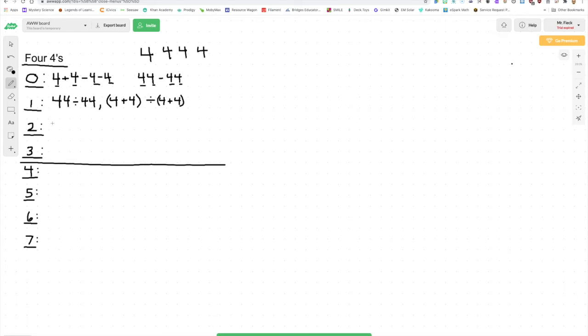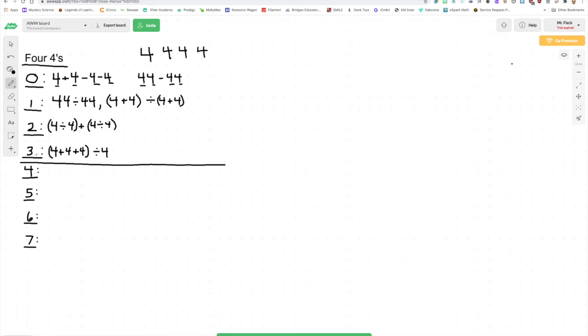Number 2, I came up with 4 divided by 4. So 4 divided by 4 is 1 plus, and I can put that in parentheses, plus 4 divided by 4. So 1 plus 1 equals 2, using only 4 fours. And 3, I came up with 4 plus 4, which is 8, plus 4, which is 12, and I'm going to put that in parentheses, and 12 divided by 4 equals 3.